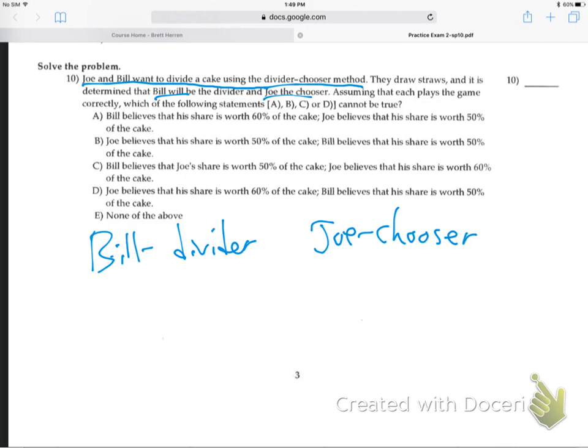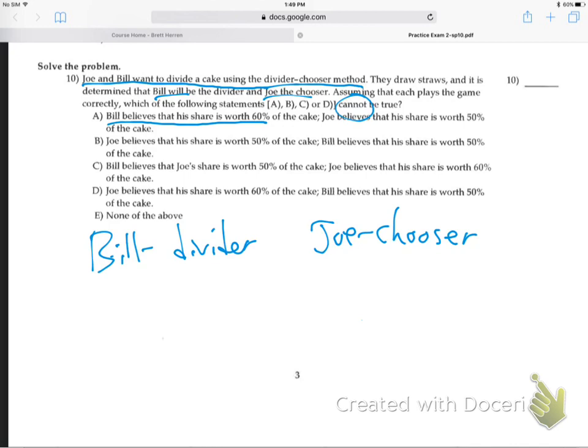All right. Assuming that each plays the game correctly, which of the following cannot be true? Did you notice that? It doesn't say can be true, it says cannot be true. That's tricky. Bill believes that his share is worth 60% of the cake. Stop right there. Exactly. Does everybody see that? Why can that not be true?